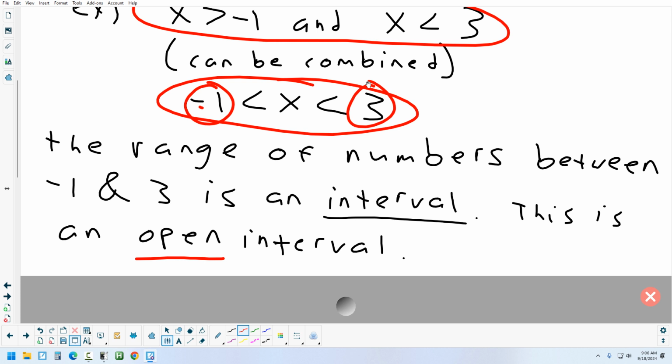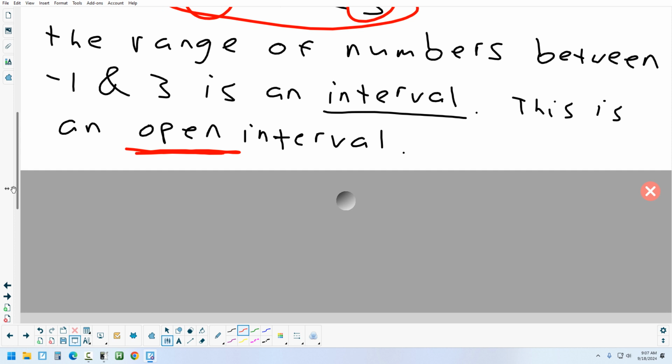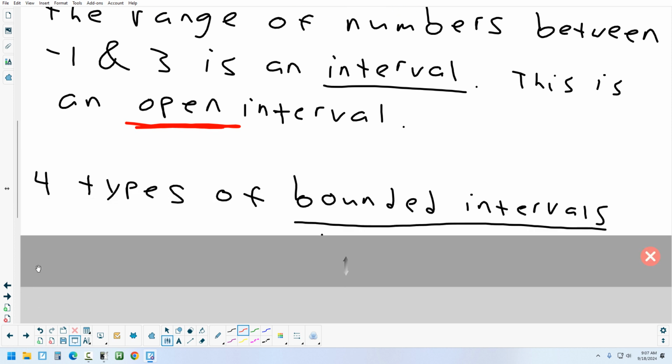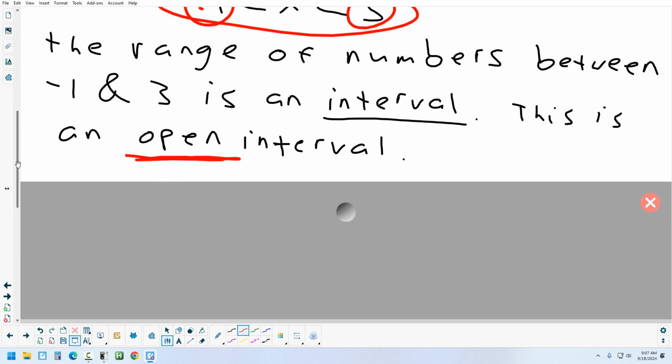Yeah. Is it just open circle? Because when you graph it, it's not equal to. Yes. Open intervals mean not equal to the endpoint. Okay, so we'll talk more about that in a second.